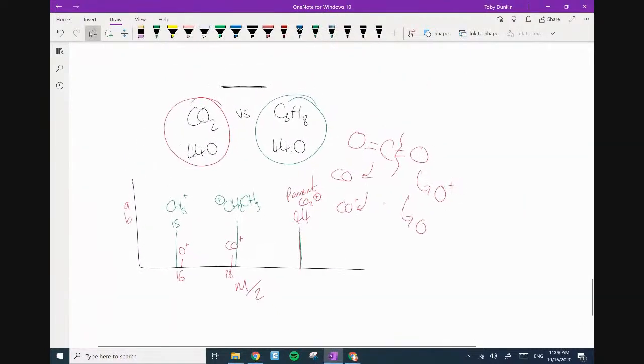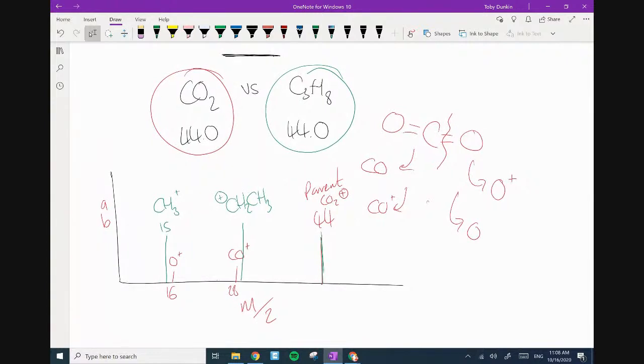So, guys, this brings us to the end of mass spec. So, fragmentation. It's nice to see parent peaks. You can use parent peaks.